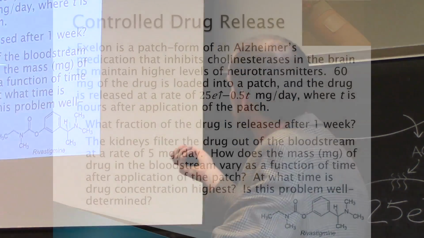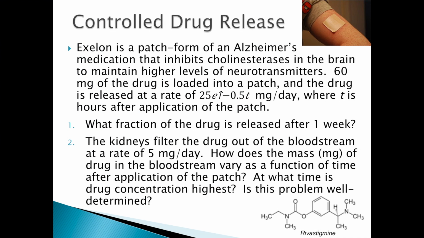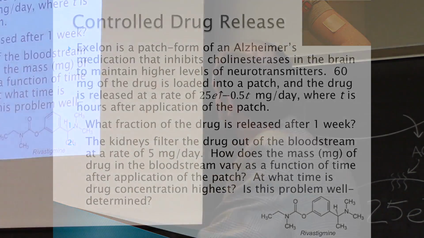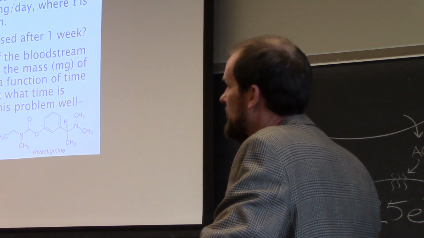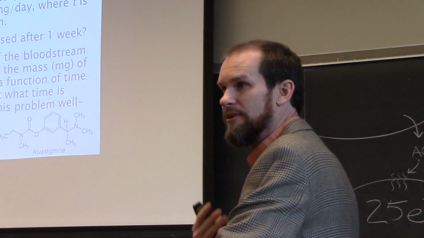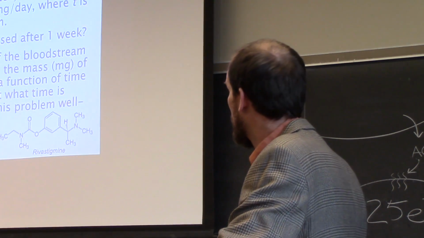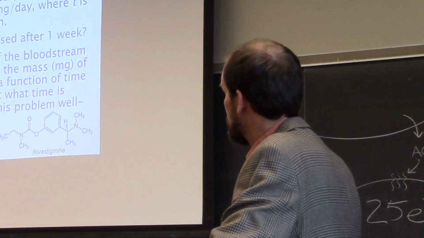Second question, the kidneys filter the drug out of the bloodstream. So the patch is putting it in, the kidneys are taking it out, 5 milligrams a day. How does the mass of drug in the bloodstream vary as a function of time after application of the patch? So there's the drug dose question. How much is in the blood? That's what you want to know. See if it's going to do its job.